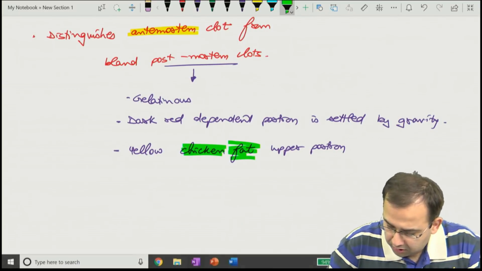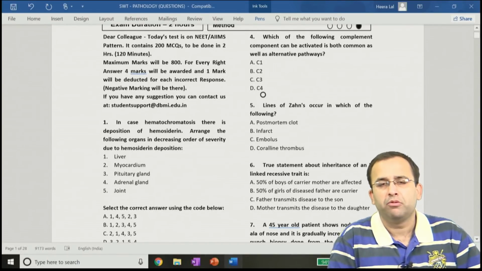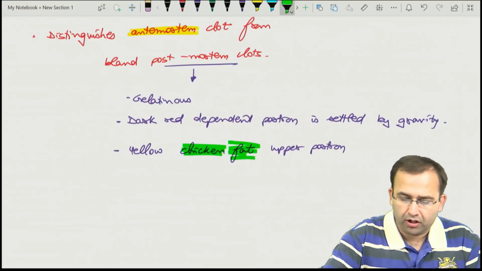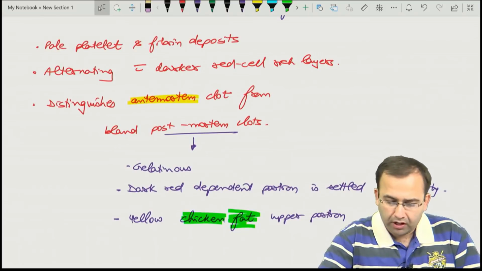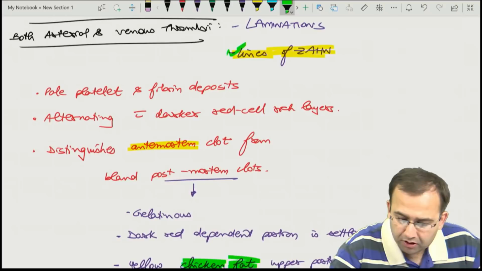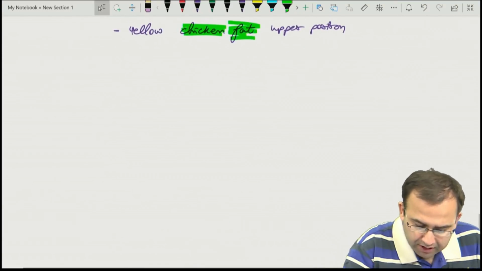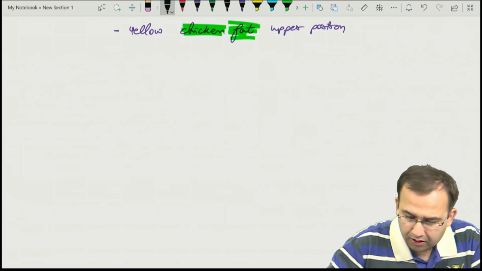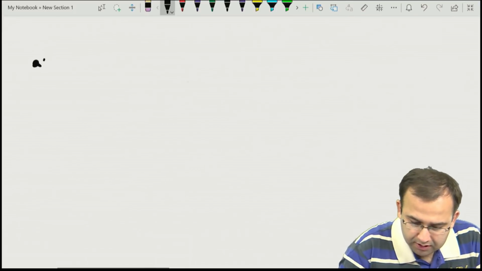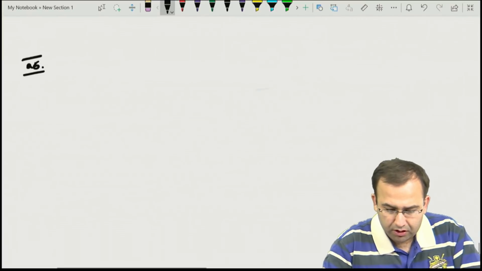So now let us have a look at the question again. Lines of Zahn occur in antemortem clots, also called the coralline thrombus. This is antemortem versus postmortem clots. Antemortem clots show the presence of lines of Zahn. This gets us to our next question, question number 6.